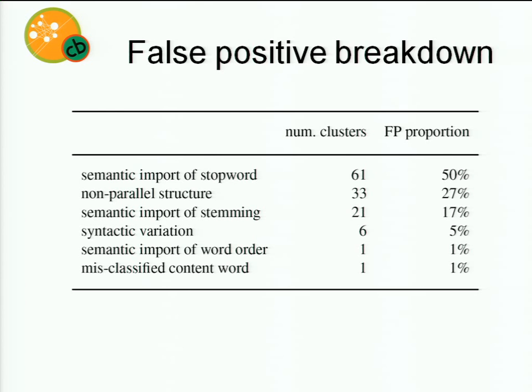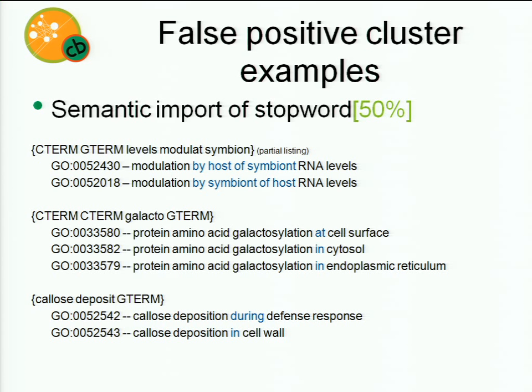I'm running out of time, so I'll go through very quickly. By far the most important reason for a false positive in this data set was that some of these stop words that we remove actually carry meaning. In this case, the "by"s and the "of"s tell us the roles that the various elements are playing. So "by host of symbiont RNA levels" and "by symbiont of host RNA levels" actually express different semantics. By eliminating those stop words, we've removed the important difference between those two phrases. Similarly, the difference between "at" and "in" is actually important semantically.